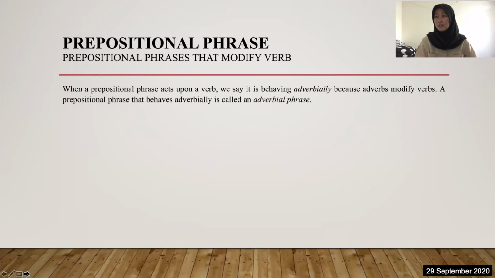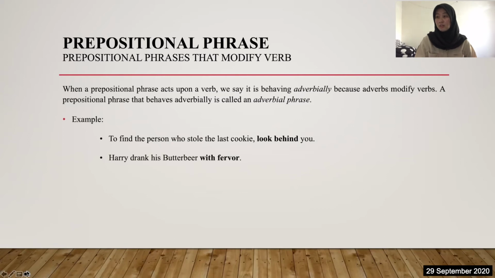Second is the prepositional phrase that modifies a verb. When the prepositional phrase acts upon a verb, we say it's behaving adverbially because adverbs modify verbs. A prepositional phrase that behaves adverbially is called an adverbial phrase. For example, Harry drank his butterbeer with fervor. Drank is the verb in the sentence, and with fervor is a prepositional phrase that modifies drank.